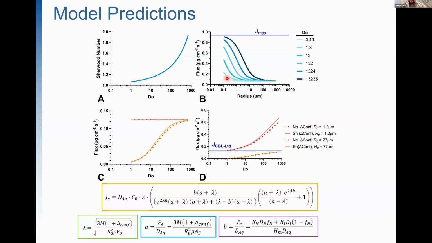But we also see that there's a dose dependence for this effect. In panels C and D, we compare the traditional film model for particle dissolution and then what our model predicts when we allow particles to dissolve in the boundary layer. In our traditional assumption, I model two theoretical particles, one with an average radius of about 77 microns and one with a very small radius, 1.2 microns. Each of these particles would be larger than and smaller than the respective concentration boundary layer.